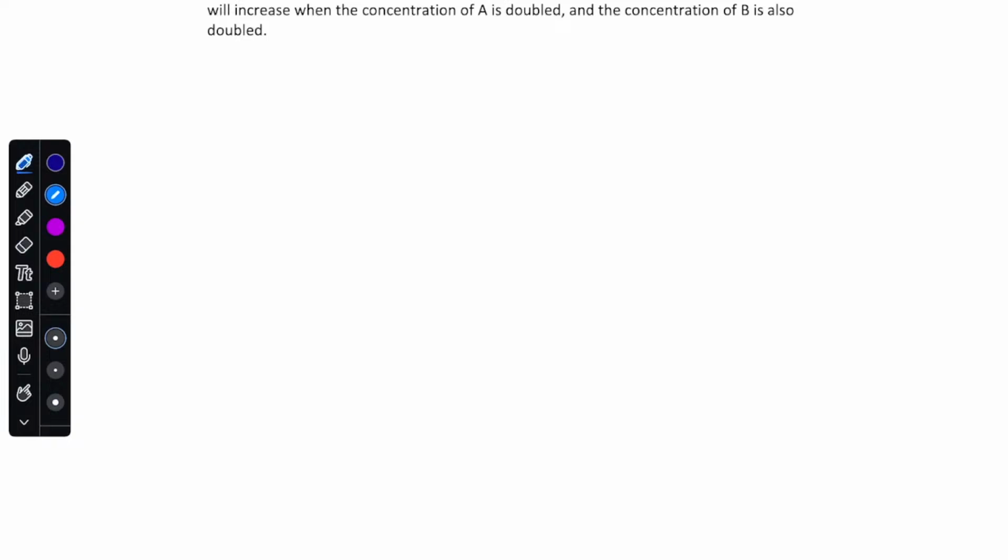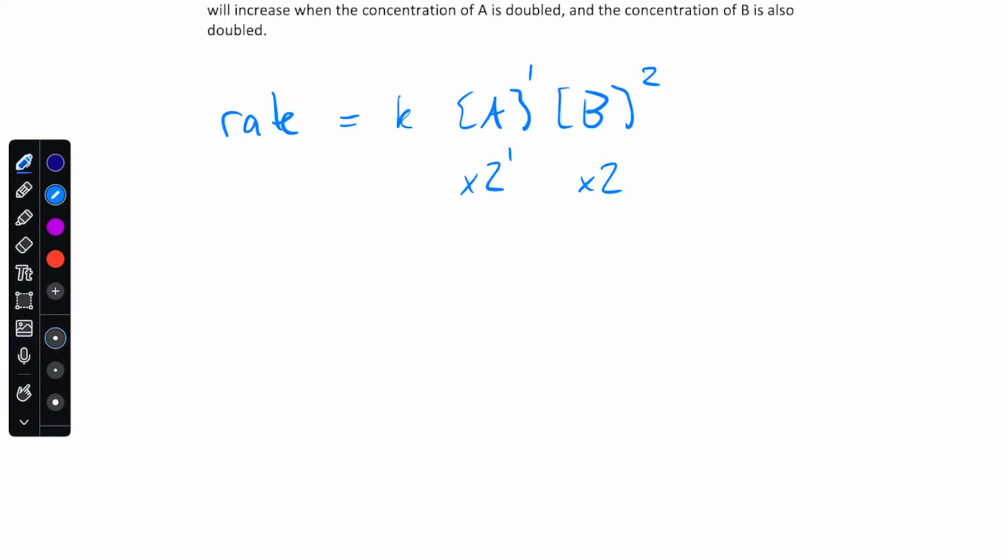Okay, so rate equals K times concentration of A times concentration of B squared. If concentration of A is doubled and concentration of B is doubled, the rate will increase by times 2 for doubling A, because the exponent is 1, and times 2 squared for B, because the exponent is 2. So basically what you have is 2 to the 1 times 2 to the 2 equals 8. So this will increase by a factor of 8.